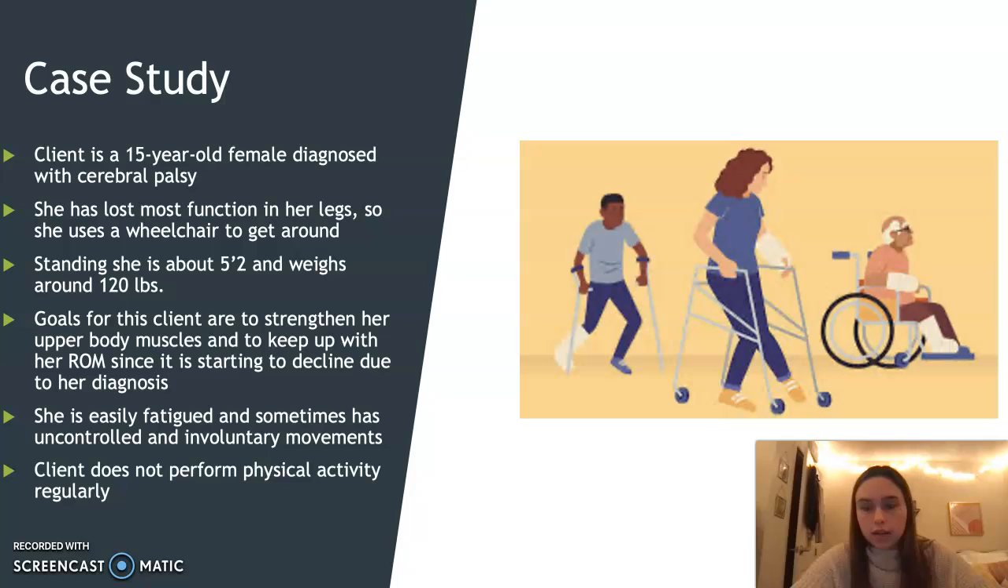So for my case study, I chose a client who is a 15-year-old female. She's diagnosed with cerebral palsy. She has lost most function in her legs, so she uses a wheelchair to get around permanently. Standing, she's about 5 feet 2 inches, and she weighs about 120 pounds. The goals for this client are to strengthen her upper body muscles and to keep up with her range of motion since it's starting to decline due to her diagnosis. She is easily fatigued and sometimes has uncontrolled and involuntary movements. The client does not perform physical activity regularly, so she's pretty sedentary.